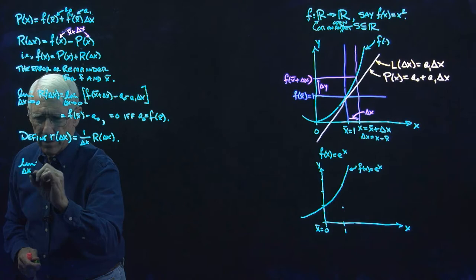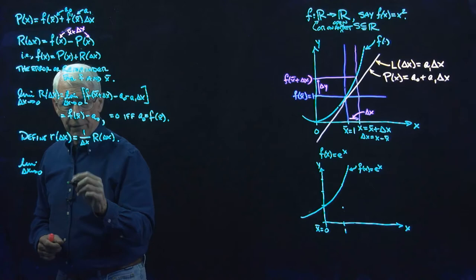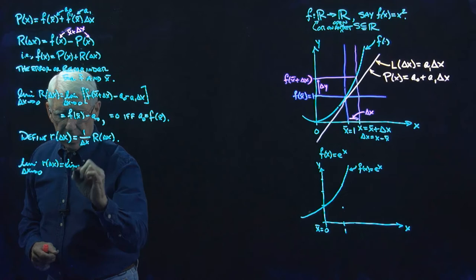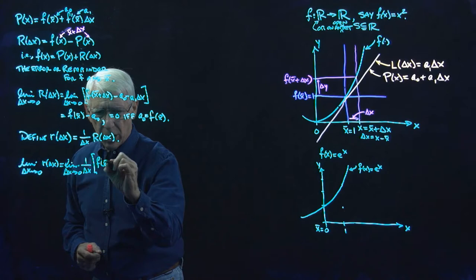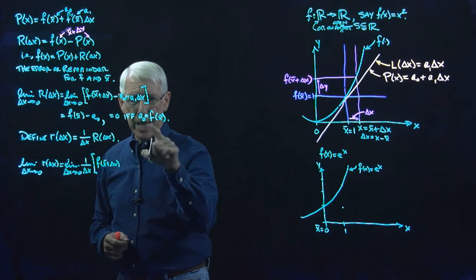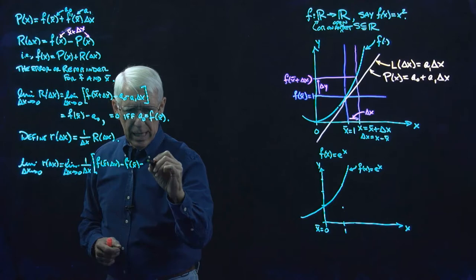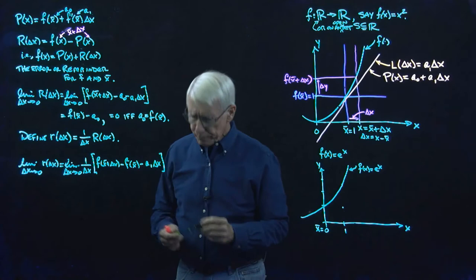So we have the limit as delta x goes to 0 of, well, I'll write r of delta x again here. That's the limit as delta x goes to 0 of 1 over delta x. Again, same thing in here. f of x bar plus delta x. But now I know that a naught is f of x bar. So let's write in here f of x bar minus a1 delta x. So what is this limit?